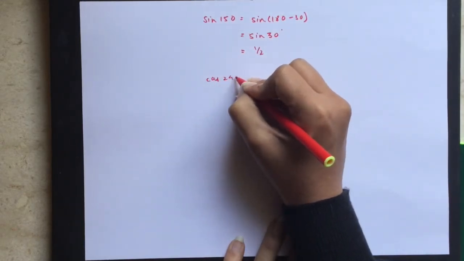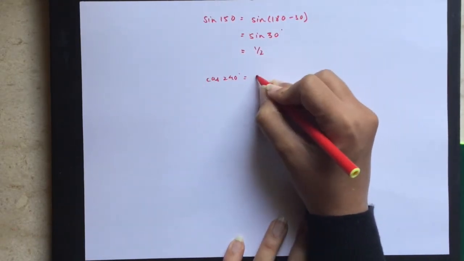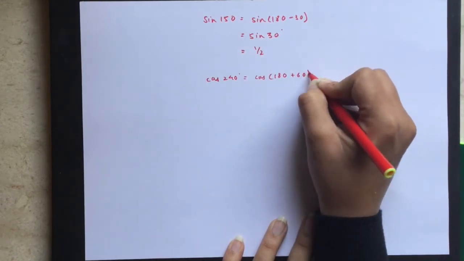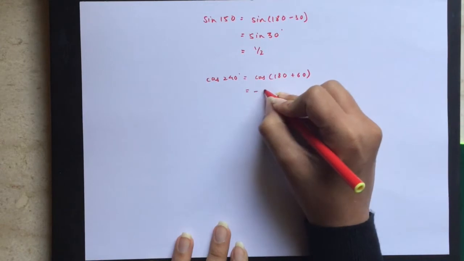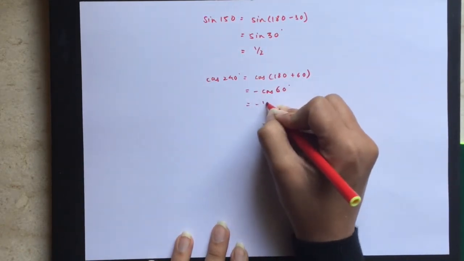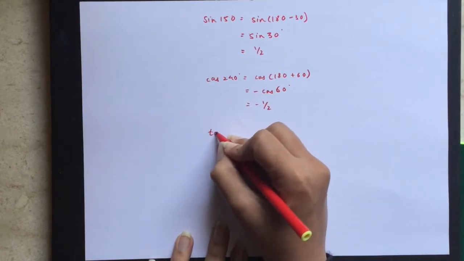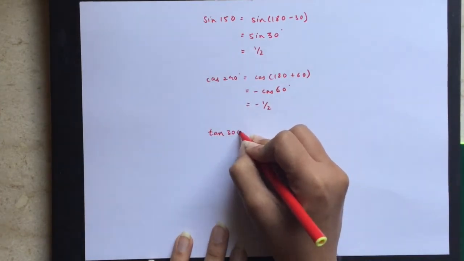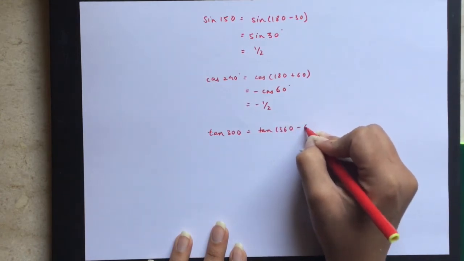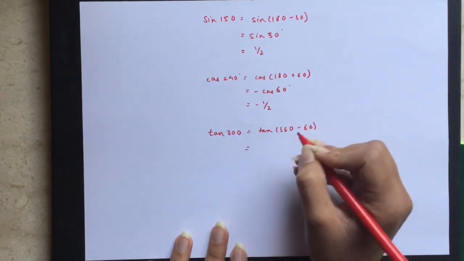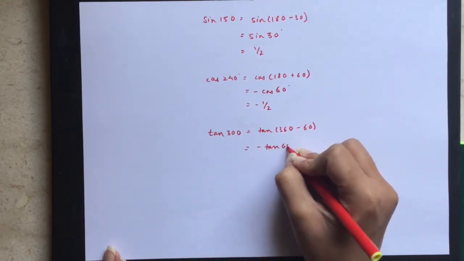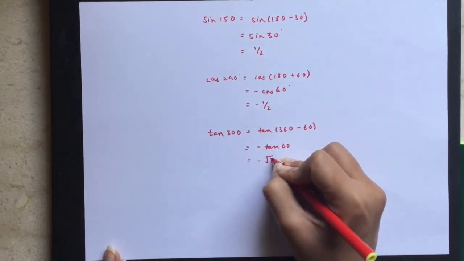Now cos of 240, and I'm sure you can solve this. Cos of 240 is cos of 180 plus 60 degrees, which is the third quadrant and gives us cos to be negative. We get this to be minus half. And finally, tan of 300 is tan of 360 minus 60. The fourth quadrant gives us tan to be negative, so we get minus tan 60 equal to minus root 3.